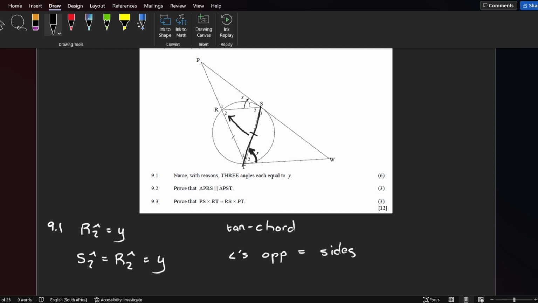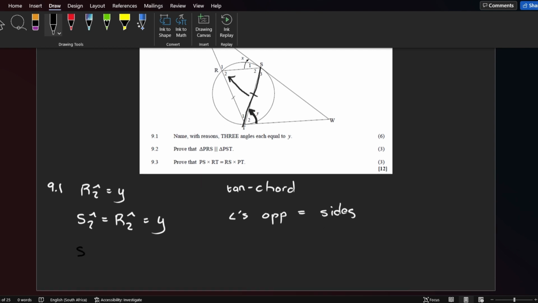Okay, and then our last angle. Obviously, angle T1, we cannot prove that that is Y because it forms tan chord with this. However, angle S3 also forms tan chord theorem with angle R2. So angle S3 will form tan chord with R2, so therefore angle S3 will equal angle R2, which equals Y, and the reason there will be tan chord once again. So S3 equals angle R2, and the reason there will be tan chord theorem.